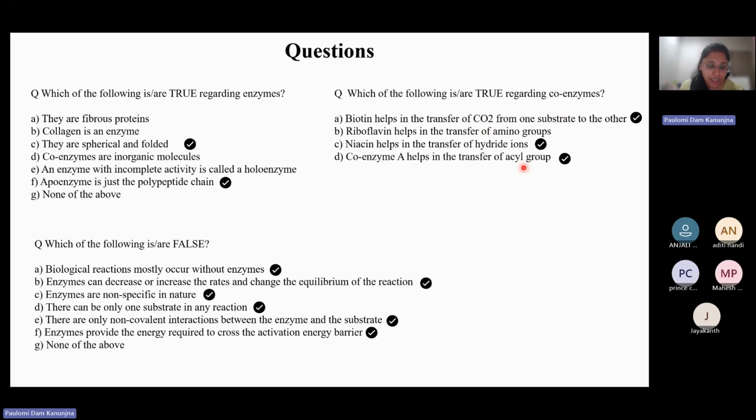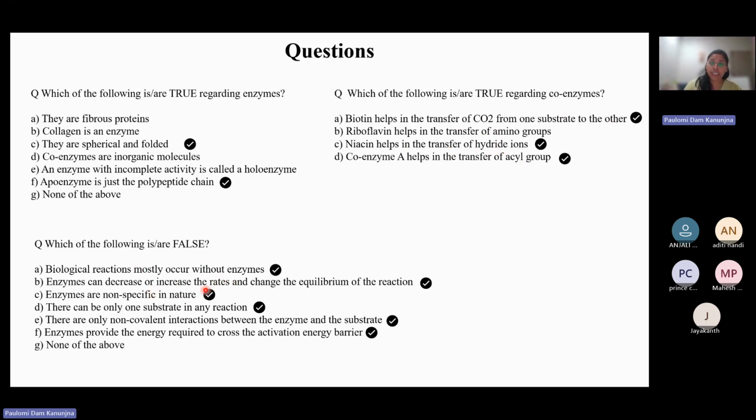And then you have these ones which are all false. So let me tell you this. By the way, niacin is for NAD, for the transfer of nicotinamide groups. So the third one: biological reactions occur mostly without enzyme. No, they need enzyme. They have to have enzyme if they want to do it in a sustainable way, not too slowly.